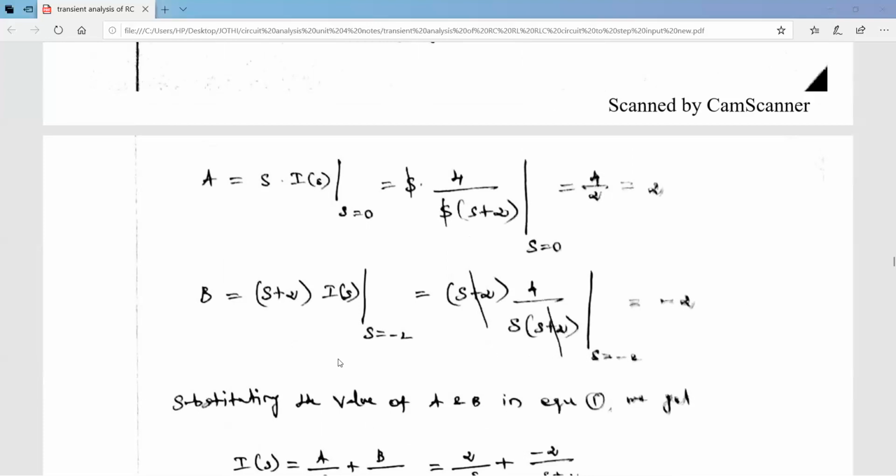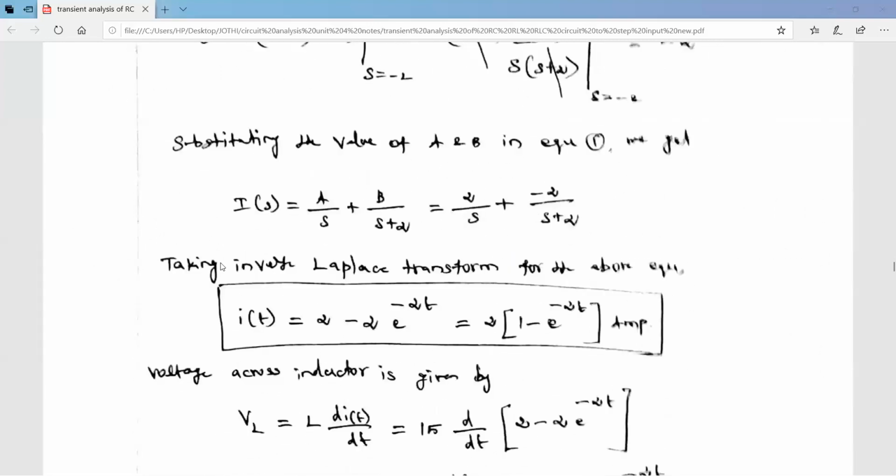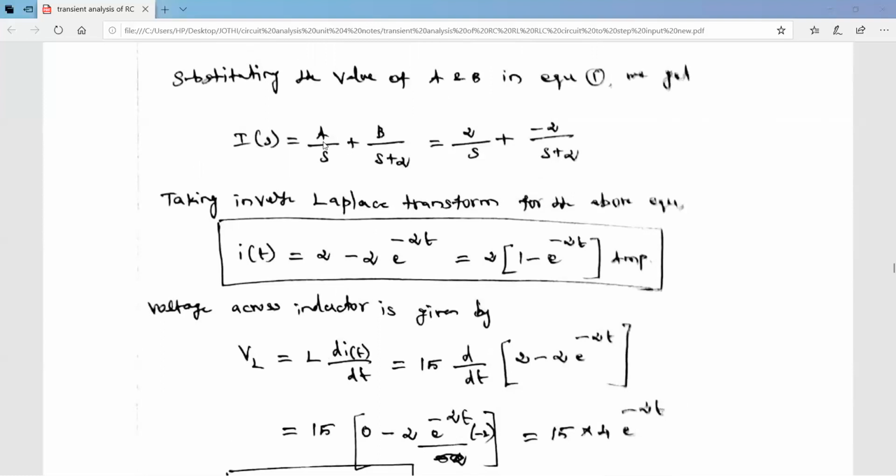We have to substitute the value of a and b in this partial fraction expansion of I of s equation. We can write I of s equal to, instead of a we put 2, and instead of b we put minus 2. So we will get the equation like this. Now, using the standard Laplace transform pair, we have to take the inverse Laplace transform for the above equation. What is the inverse Laplace transform of the capital I of s? It is the small i of t.